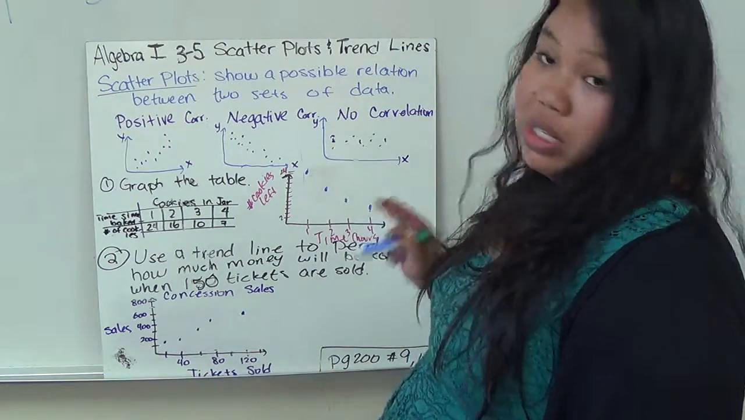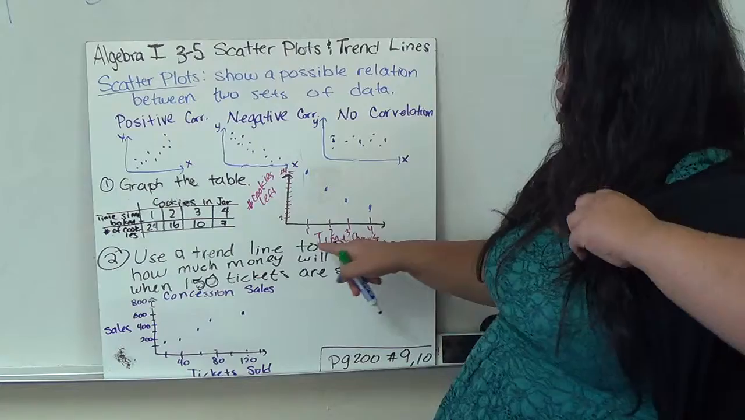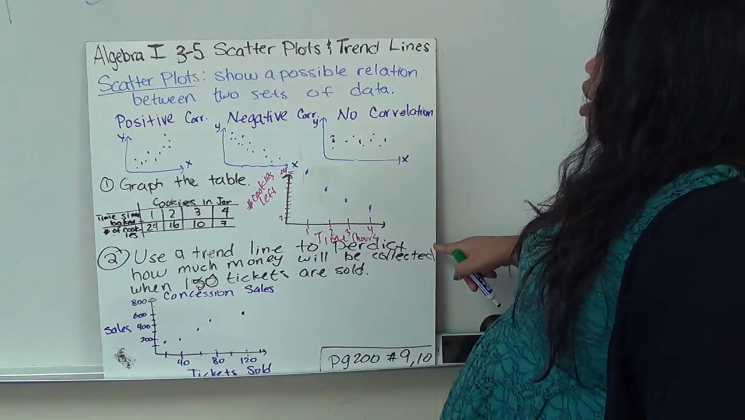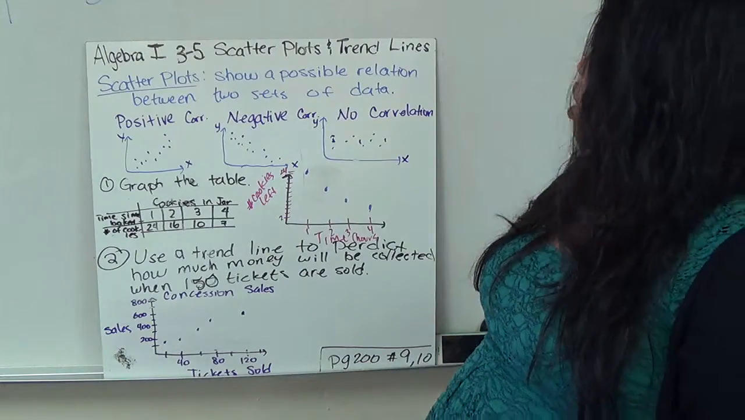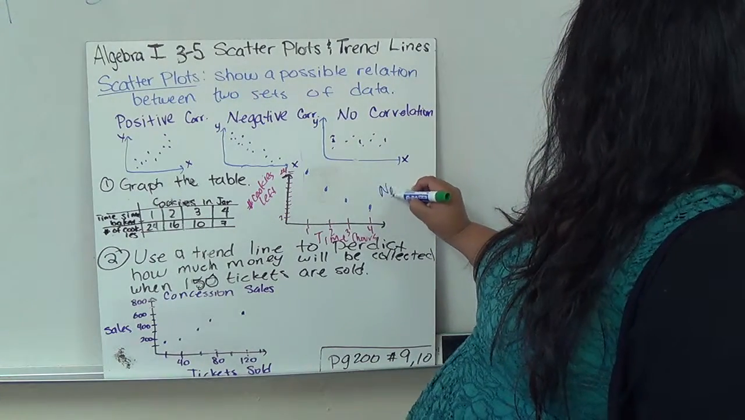We don't connect them in scatter plots. But we can tell, as time is going on, what happens? There's less and less cookies to the point where this is a negative correlation.